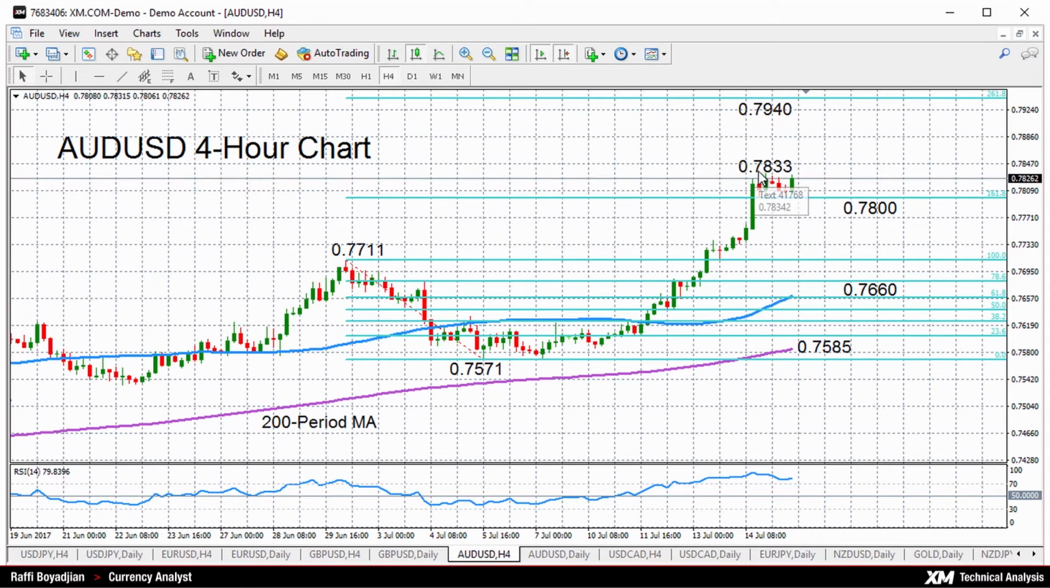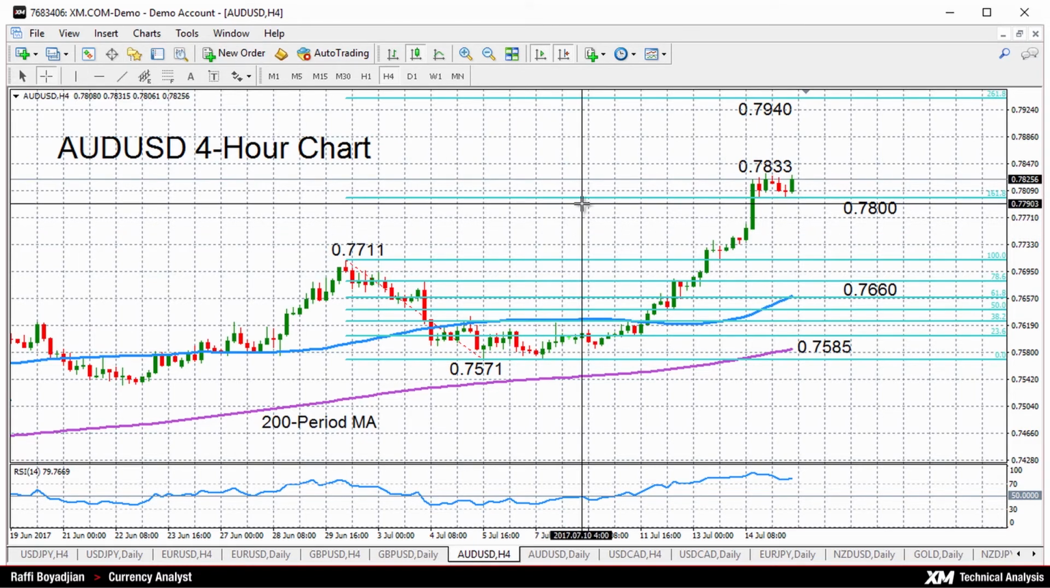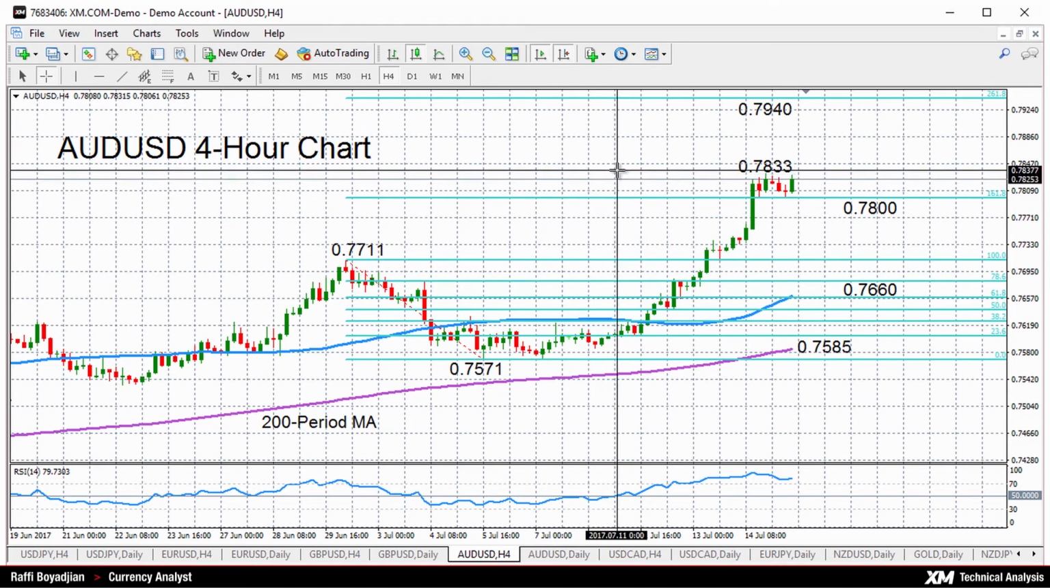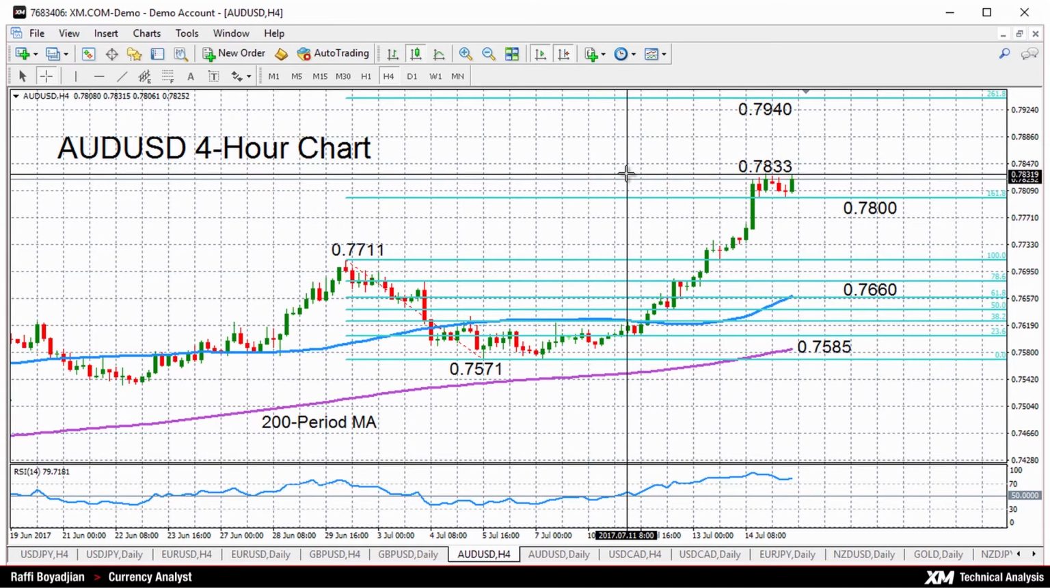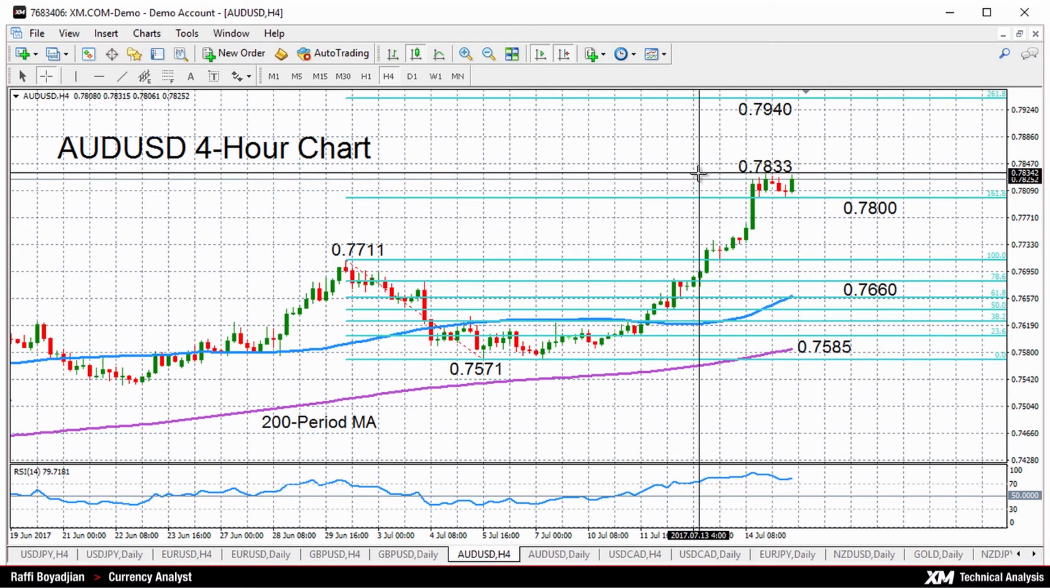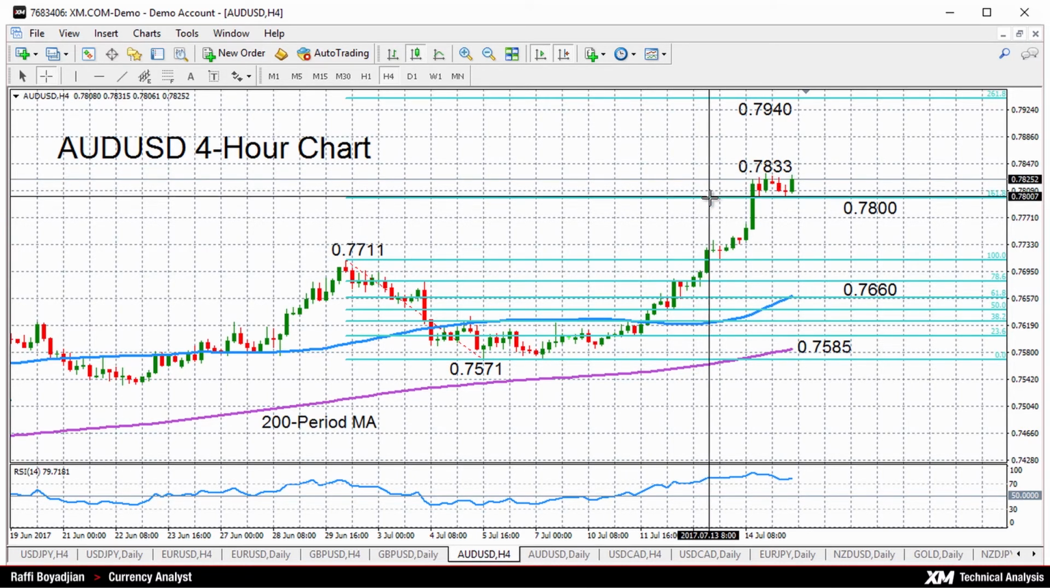And a quick look at the Aussie dollar now, because the pair did make a 15-month high earlier today of 0.7833. We can see that prices have been struggling to break above that level, though they've been trading very close to that high. We can see that immediate support is coming from the 161.8% Fibonacci level, from the down leg from 0.7711 to 0.7571. That level is the 0.78 handle.